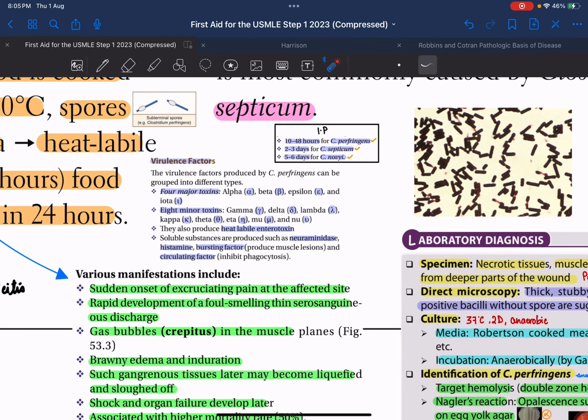Okay, before beginning lab diagnosis, let us talk a bit about the virulence factors, which I have been talking about, alpha, beta. There are 4 major toxins and 8 minor toxins. Major toxins include alpha, beta, epsilon, and iota, and minor toxins include gamma, delta, lambda, kappa, theta, eta, and mu. There is also heat labile enterotoxin, which we talked about, which causes food poisoning, and some other substances produced, for example neuraminidase, histamine, bursting factor, and circulating factor. These are not that important. You must remember alpha, theta, and beta, okay.